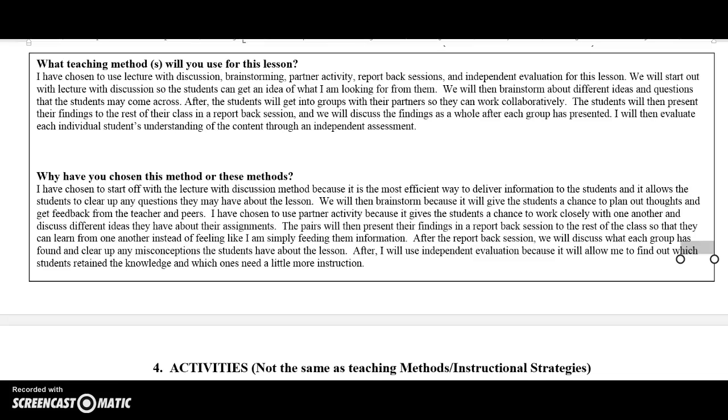The pairs will then present their findings in a report back session to the rest of the class so that they can learn from one another instead of feeling like I'm simply feeding them information. After the report back session, we will discuss what each group has found and clear up any misconceptions the students have about the lesson. After, I will use independent evaluation because it will allow me to find out which students retained the knowledge and which students need a little more instruction.